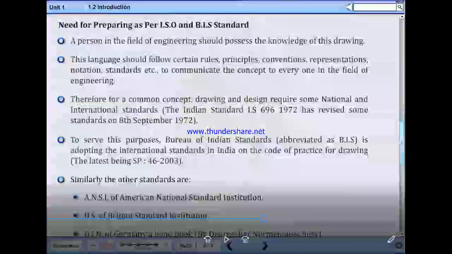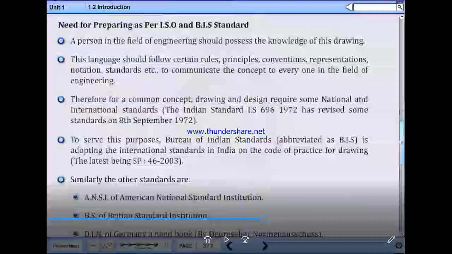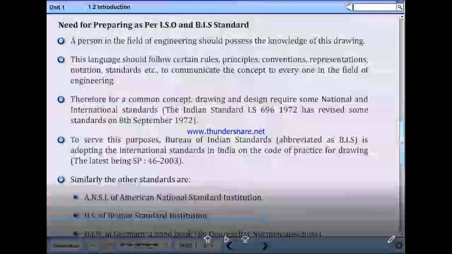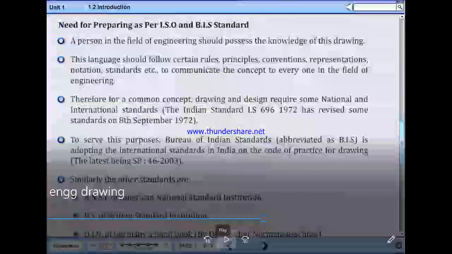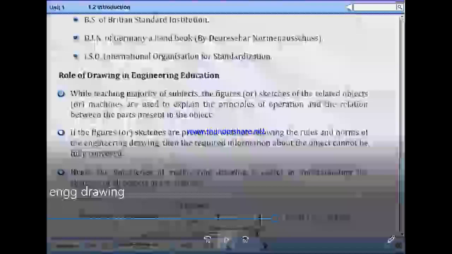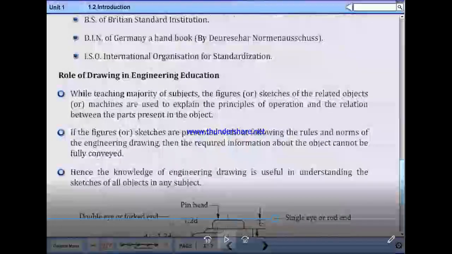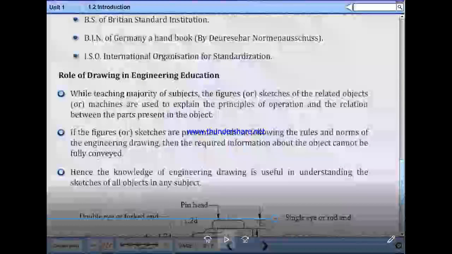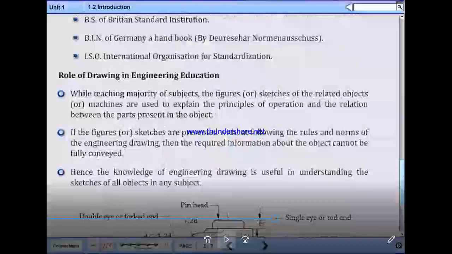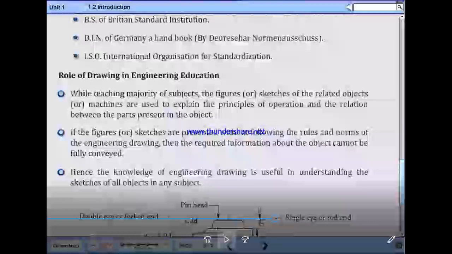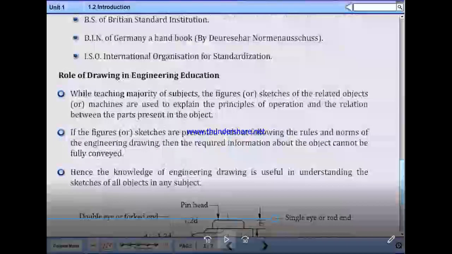Similarly, the other standards are ANSI, the American National Standards Institution, and BS, the British Standards Institution, DIN of Germany, a handbook by Deutsches Institut für Normung, and ISO, the International Organization for Standardization.